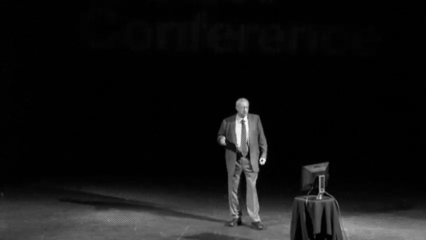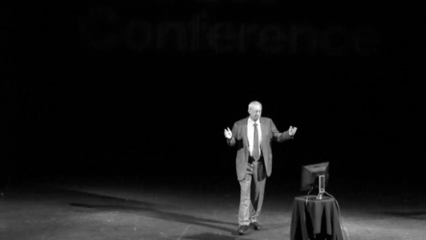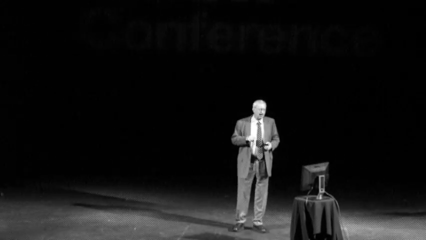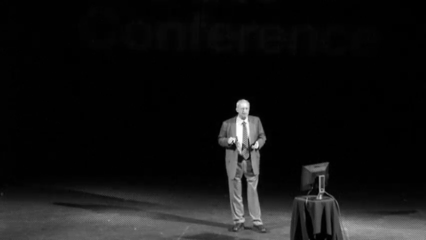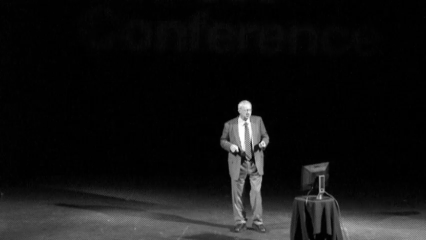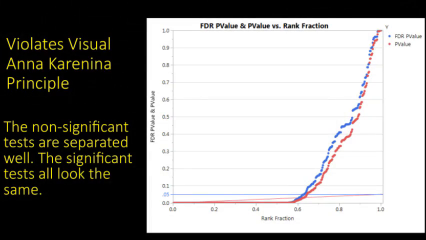And so I call this the reverse Anna Karenina principle for visual p-values. So you've heard of Anna Karenina. That's the Tolstoy novel. It starts with happy families are all alike. Every unhappy family is unhappy in its own way. And the statistical corollary is that if you satisfy the null hypothesis, it's all the same. But there are many ways to not satisfy the null hypothesis. That's the statistical version. And so the visual version is that we want the significant values to separate nicely because they're interesting, and we want all the non-significant ones to cluster together.